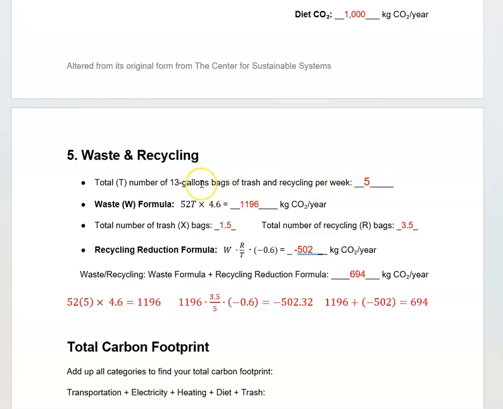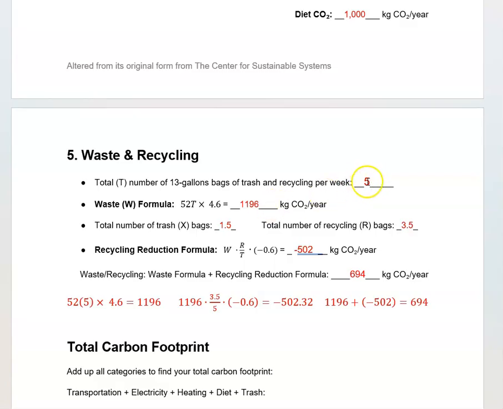I picked 13 gallons because the average kitchen trash bag is about that. You might not use that, so make your best guess. In our household, we use 5. And if you take 52 weeks times trash bags times 4.6, that gives you 1,196. We're going to use that number in a minute.